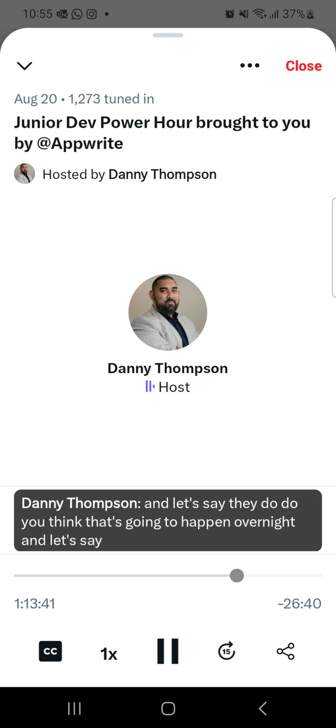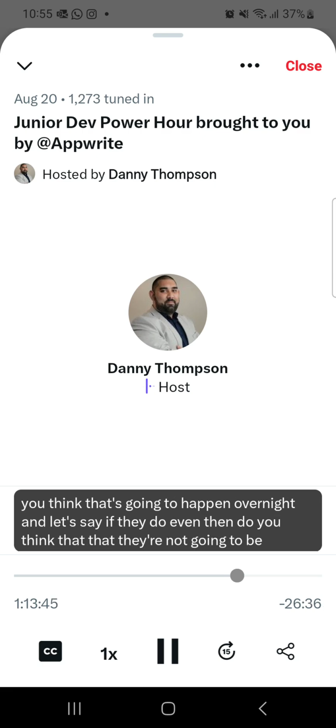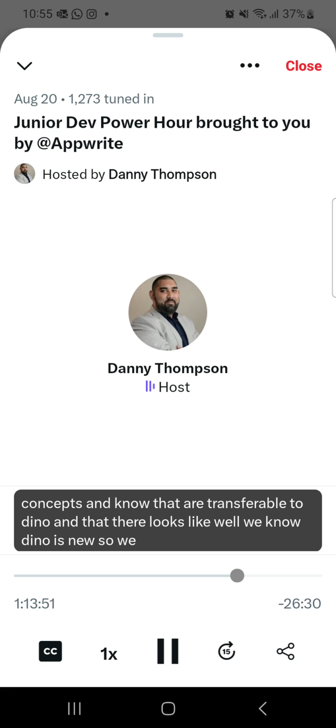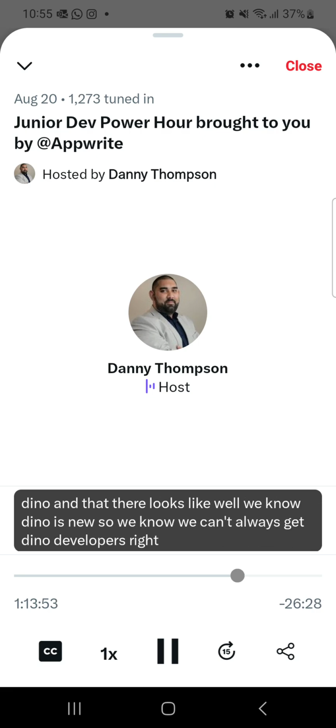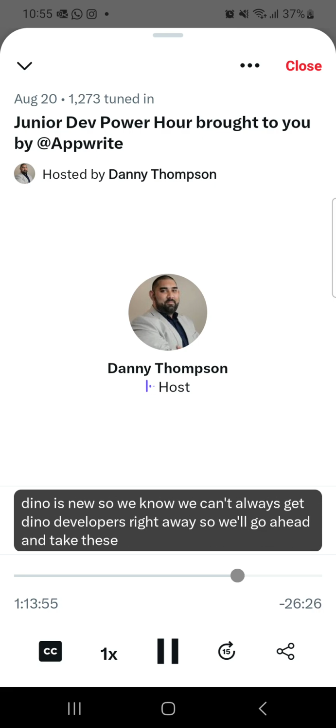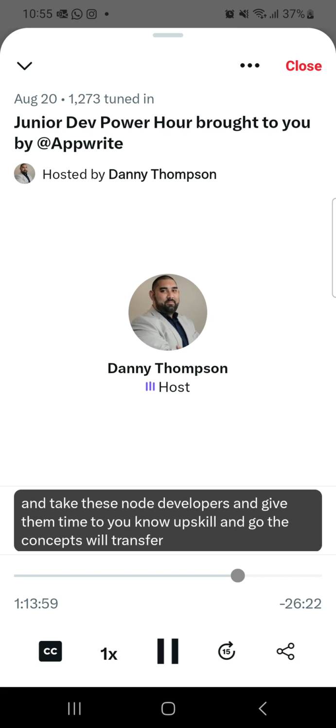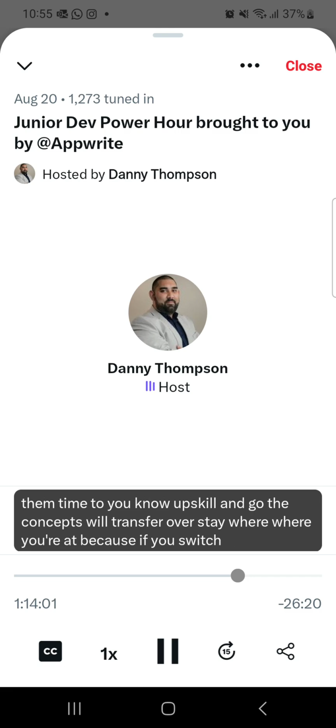And let's say if they do, even then, do you think that there are not going to be concepts in Node that are transferable to Deno? They'll look at it like, well, we know Deno is new, so we can't always get Deno developers right away. So we'll take these Node developers and give them time to upskill. The concepts will transfer over. Stay where you're at, because if you switch now, you'll regret it.